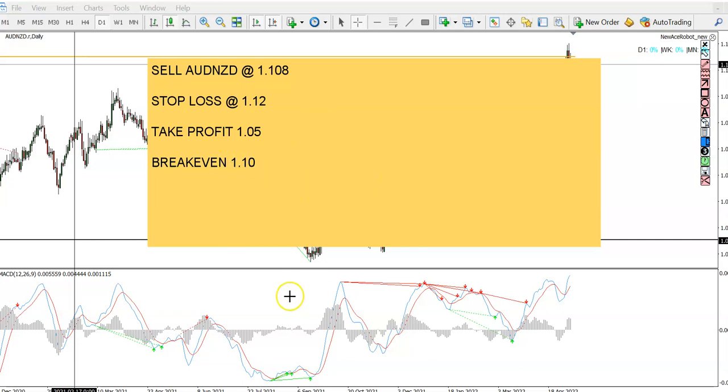So that is the trade for this week. Again, trade at your own risk. It's a very nice setup. Just enter as a pending order.